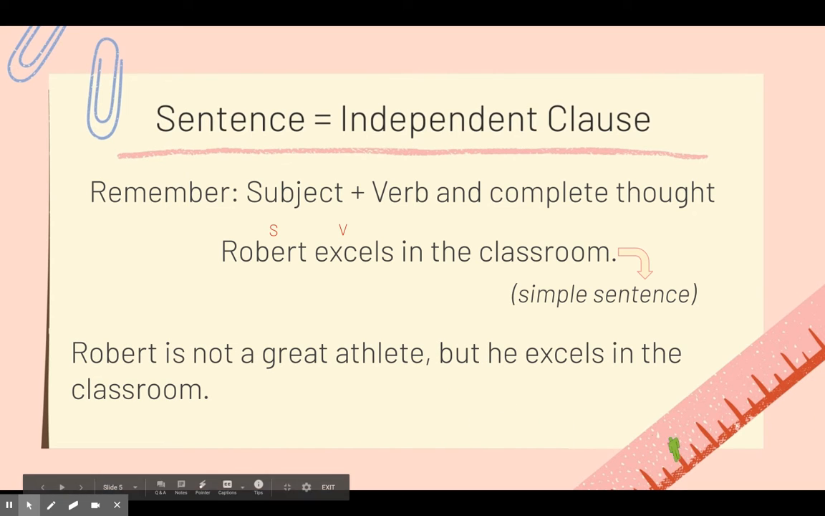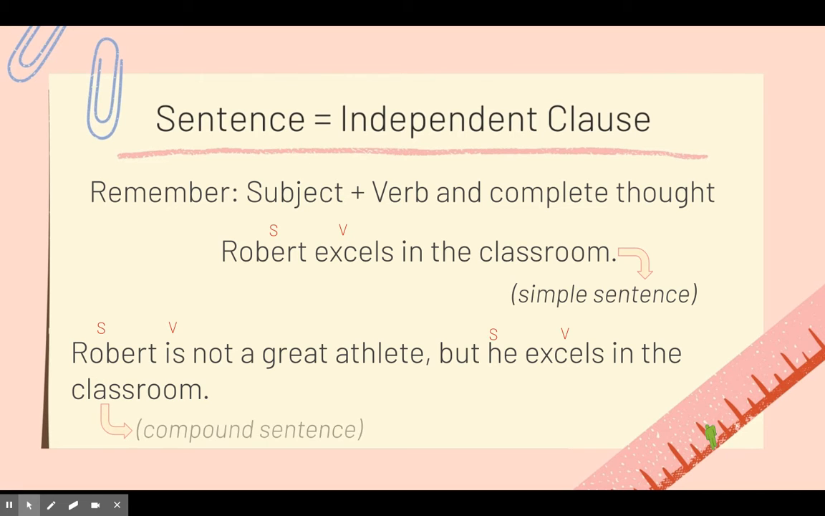example, Robert is not a great athlete, comma, but he excels in the classroom. So here we have two subject verbs. So we have one subject here, verb is, and it's hooked up with another independent clause. He is the subject, he excels is the verb. Now, when you have two independent clauses put together, this is called a compound sentence. And in this case, it's connected with a comma and a but.